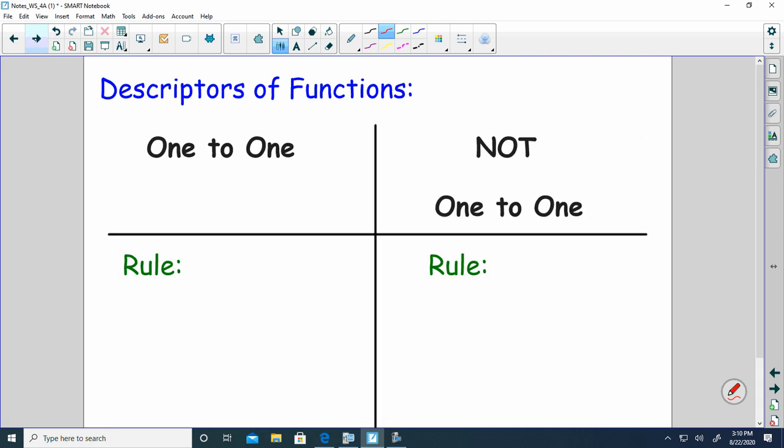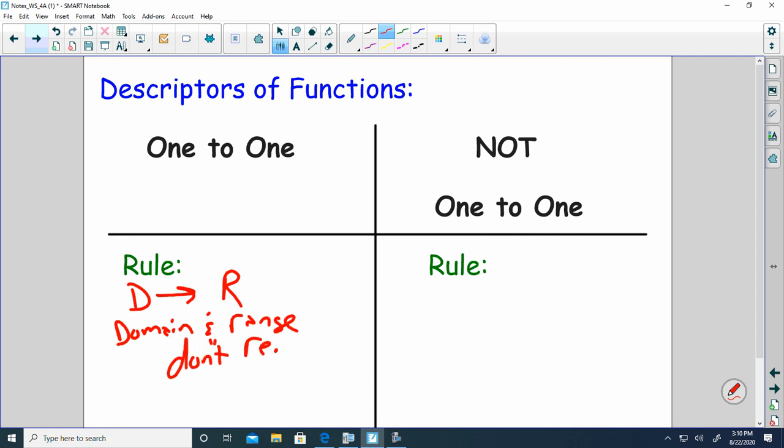One-to-one and not one-to-one. One-to-one basically means the domain goes to one range, and basically the range doesn't repeat either. So domain and range don't repeat. Now, what I mean by that is if I had 2 comma 3 and 5 comma 6, that would indeed be one-to-one because my domain is 2 and 5 and my range is 3 and 6.